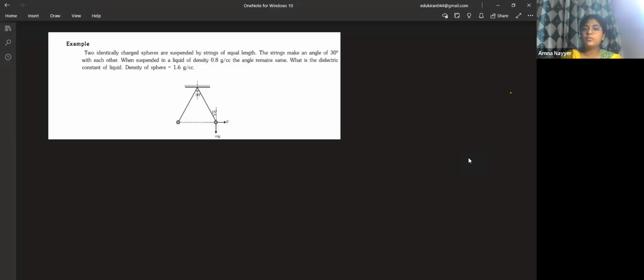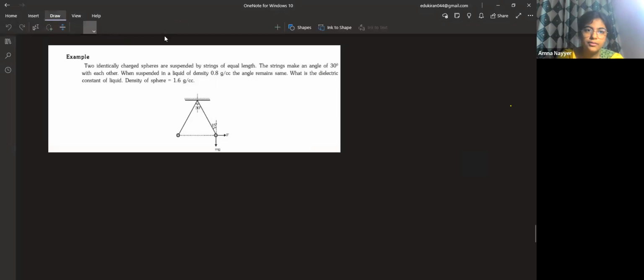See what all things we have. We have the density of the sphere. We have the density of the liquid. This entire setup is suspended into liquid. The angle that the strings are making is 30 degrees. And in the figure, if you look, this angle is half, right? If you look here, this angle is 15 degrees. So that's why this angle is also 15 degrees.